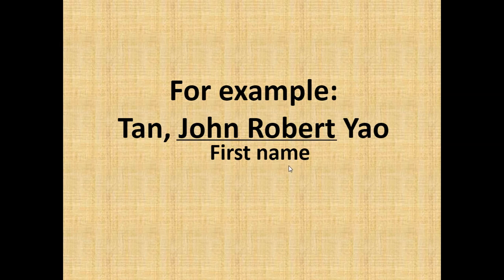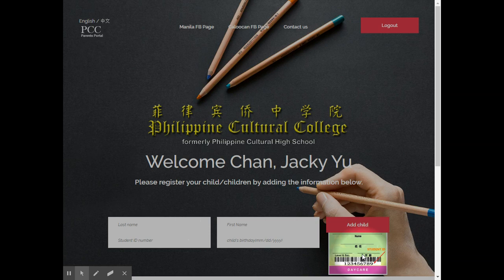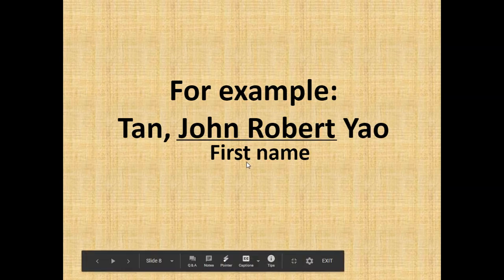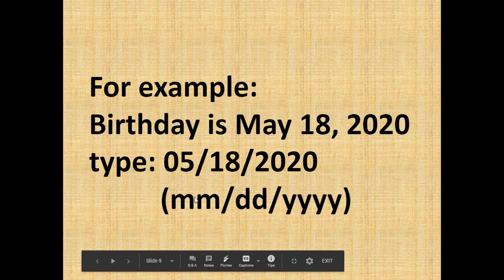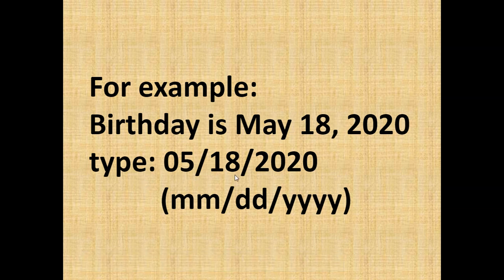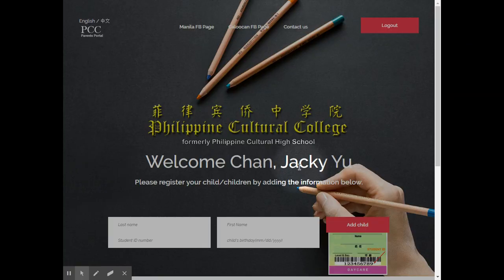The student ID number can be found on the ID of the students just below the barcode, like this one. The child's birthday should be in the format like this. For example, the birthday of the child is May 18, 2020, so you have to type 05/18/2020. For this format, it will become valid. Then after that, just click Add Child. Remember that the student can only be added once by the parents. If you have more than one child, just repeat this procedure.